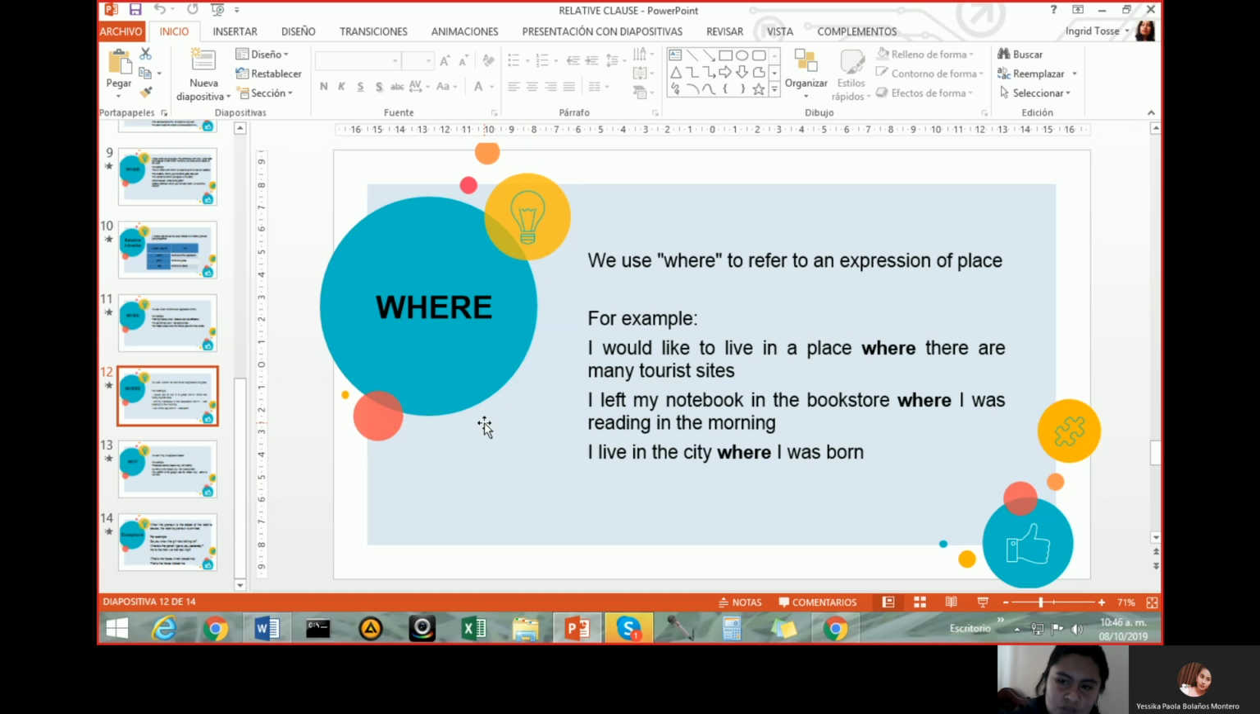Now with "where," we use it to refer to an expression of place. For example, I would like to live in a place where there are many tourist sites. Translate me, please. Okay, teacher. Me gustaría vivir en un lugar donde haya muchos sitios turísticos. Okay, in this case, we apply this word because it's a place, and in this expression, we find it to live in a place where. Okay, and now with the second.